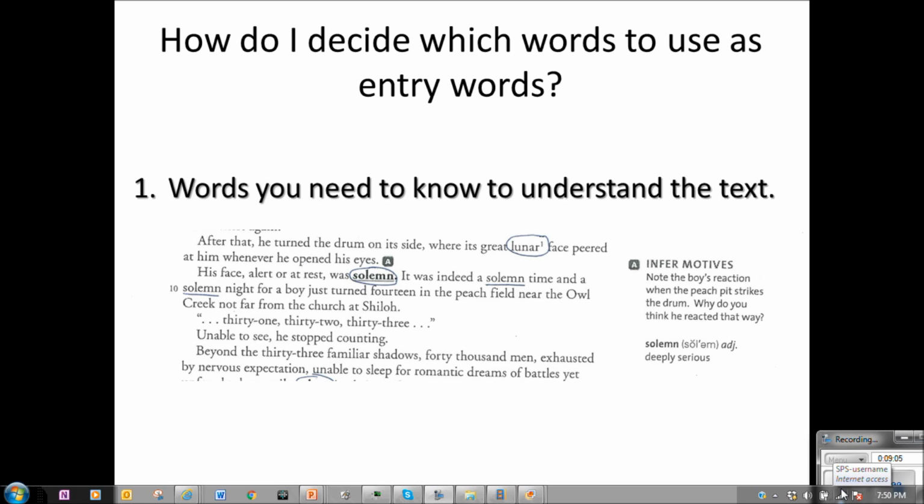I notice that the word solemn is defined over here on the side of the text. It means deeply serious. And now that I know that, when I reread, it makes a lot more sense. His face, alert or at rest, was deeply serious. Indeed, it was a deeply serious time and a deeply serious night for a boy just turned 14. Okay, that's an important word. And it's nice, it's defined right here, so I don't even have to look it up.